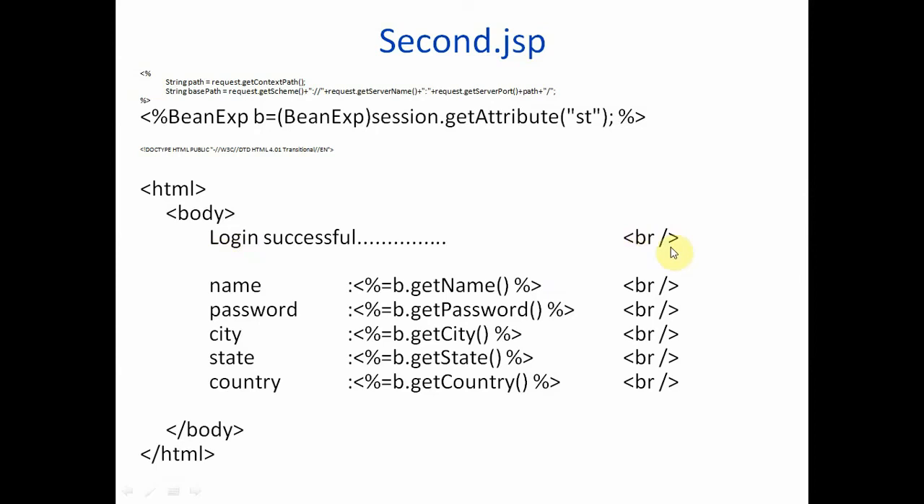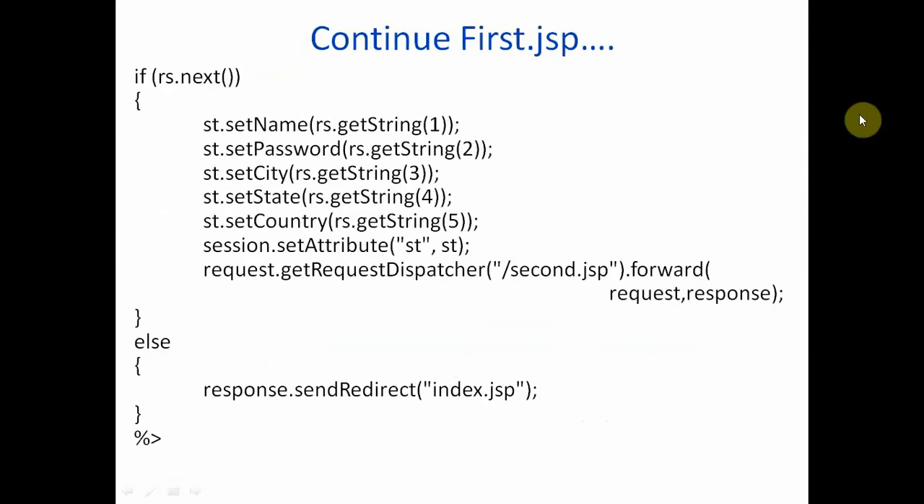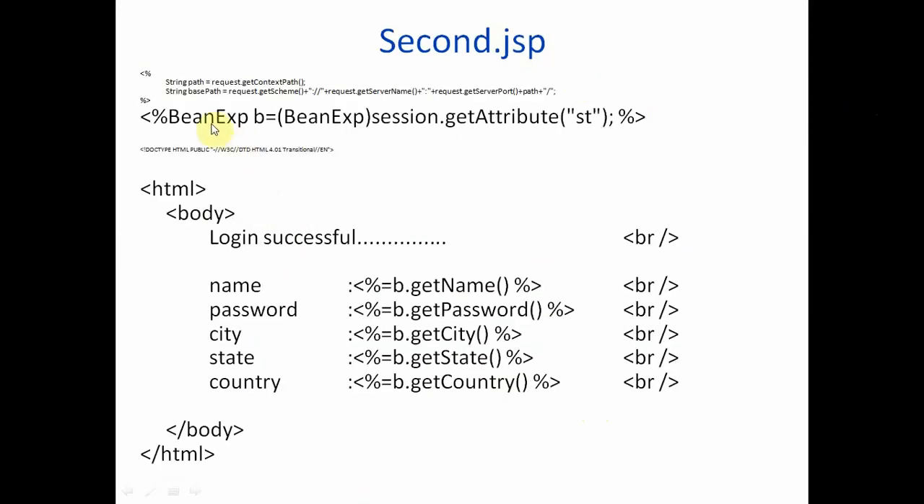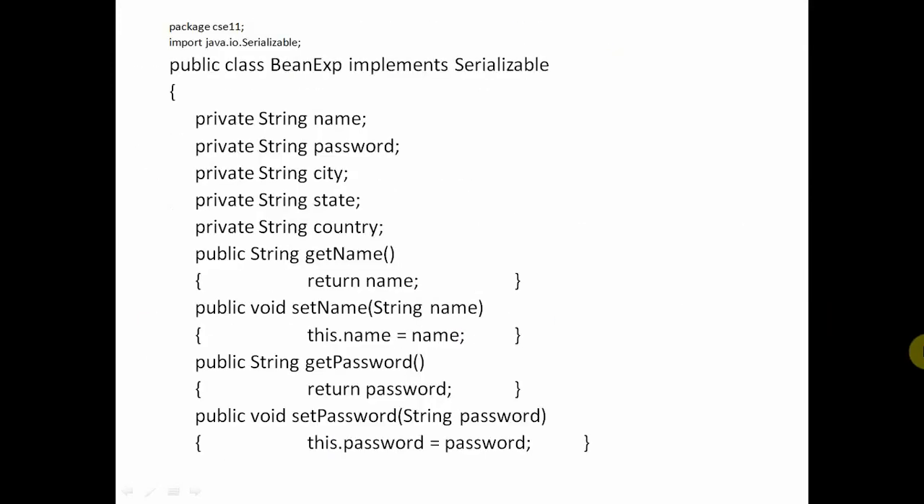We are writing a br tag, a line break, and then name, password, city, state, country. All 5 variables will be printed by b.getName, b.getPassword, b.getCity, b.getState, b.getCountry. So we are taking help of b. You can see here b is the object of BeanExample. So b.getName, see, in this class getName is the function. We will write that the object of BeanExample is b, so we are writing there b.getName.